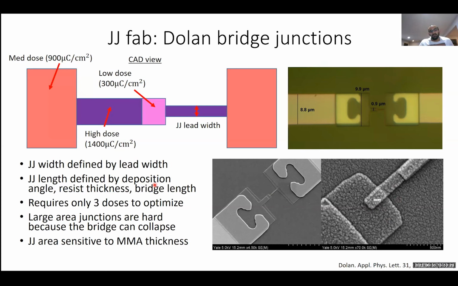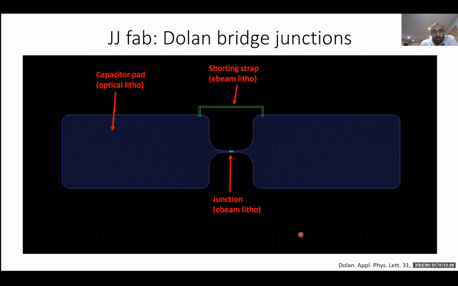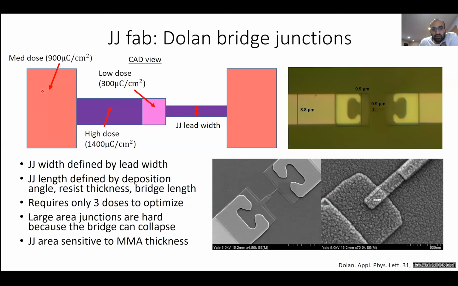With this way of doing things, your junction width is going to be defined by the width of this lead. So if you want to change your junction critical current or your Josephson inductance, this is the only parameter you'll have to modify. The junction length, the overlap length here, is going to be determined by the deposition angle, the resist thickness, and the bridge length, which is basically this parameter right here. And importantly, there are really only 3 different doses here that need to be optimized.